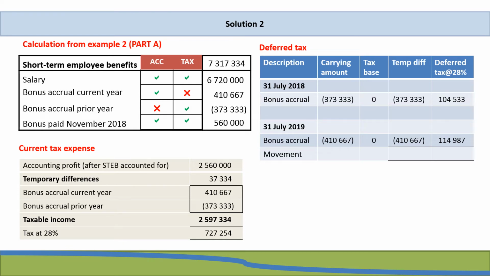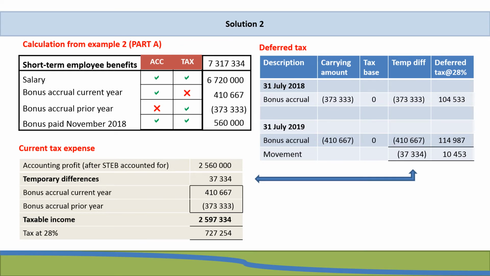So the movement in our deferred tax from 31 July 2018 to 31 July 2019 is 10,453 Rand, which is our current year's deferred tax balance of 114,987 minus our prior year, which is 104,533. Now, as you can see, if you look at the temporary difference line item, it is 37,334 Rand, which agrees to the amount in our current tax expense. The signs are just opposite.